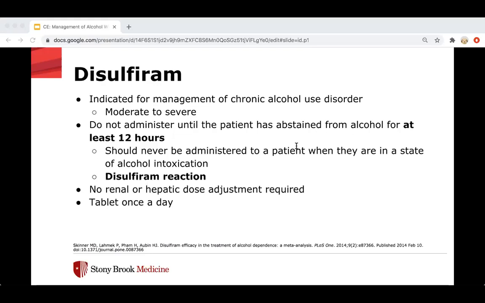so they know if they have another drink, they will experience these terrible symptoms. A benefit of this, though, is that there is no renal or hepatic dose adjustment, and it is just one tablet once a day. So this is ideally if the patient has some kind of liver damage, you can give them this, but if the patient is at high risk of relapsing, we probably won't give this medication to them.